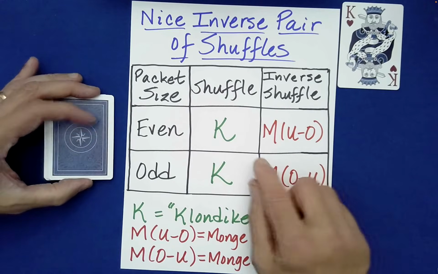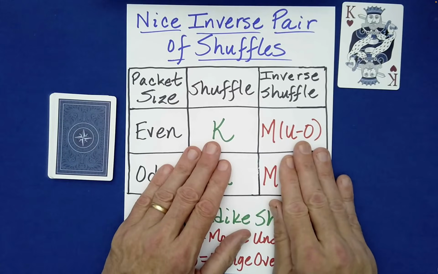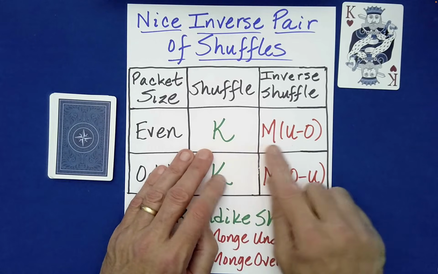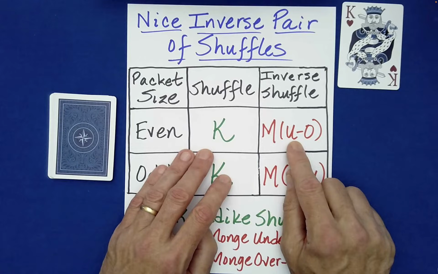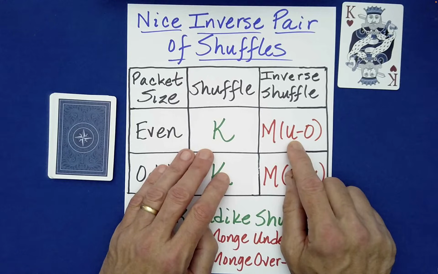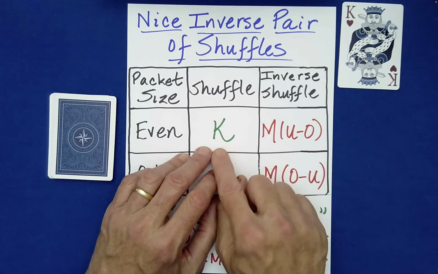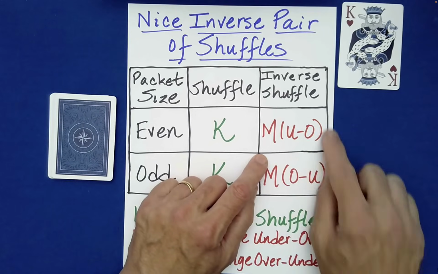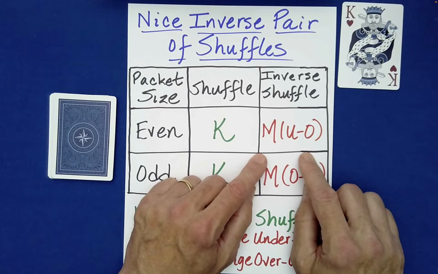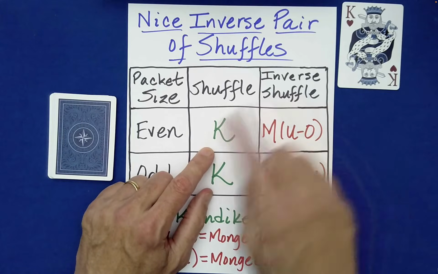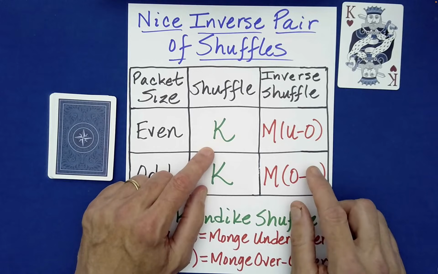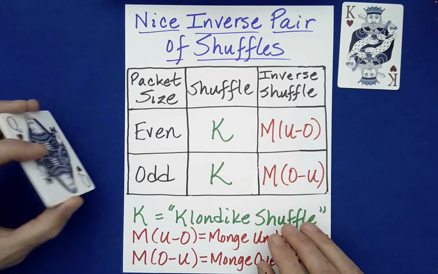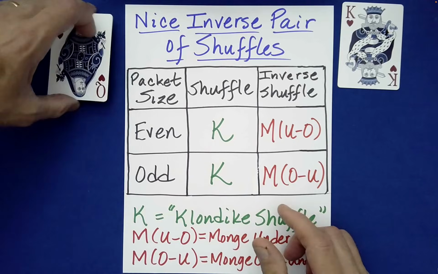Now, because these are full inverses, if you were to perform two Klondikes followed by two of these under-over shuffles, it will also reset that. As long as you perform as many Klondike shuffles as you perform Monge under-over shuffles, you're going to put that packet back in its original order. So it's pretty amazing. That's for an even number of cards.